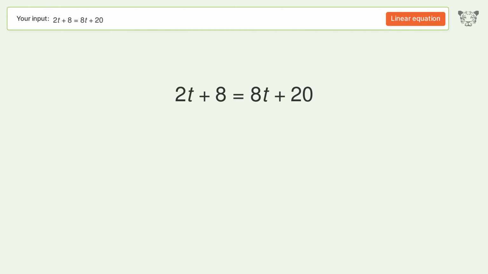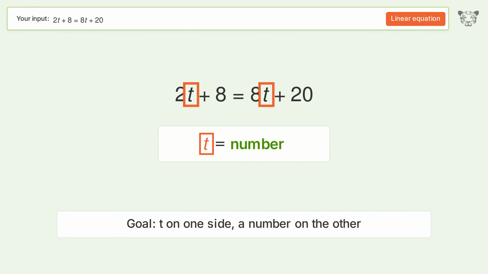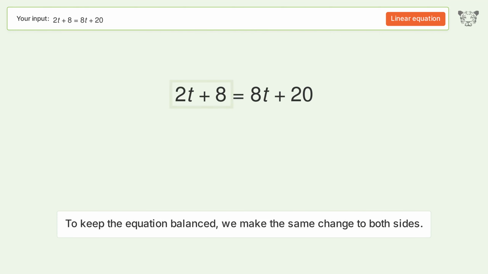Here is the linear equation we are asked to solve. 2 times t plus 8 equals 8 times t plus 20. Solving means isolating t on one side with a number on the other. Let's do this step by step. To keep the equation balanced, we make the same change to both sides.